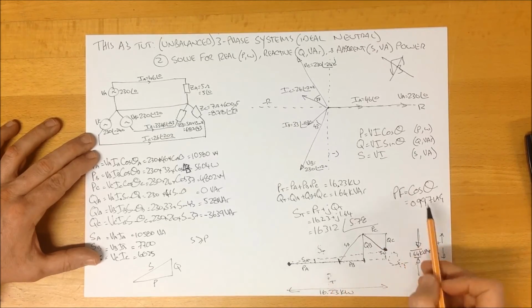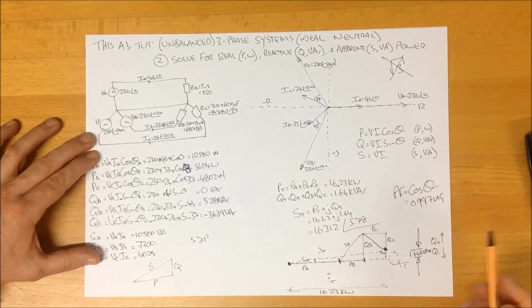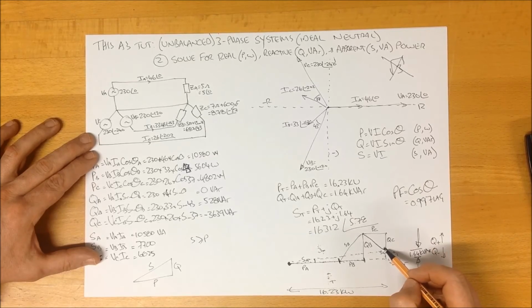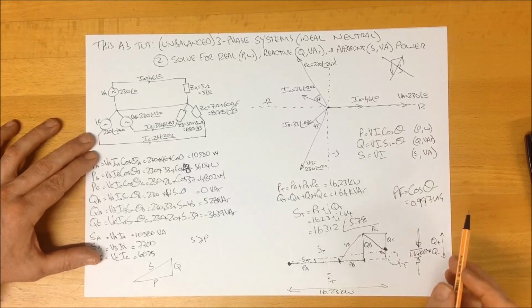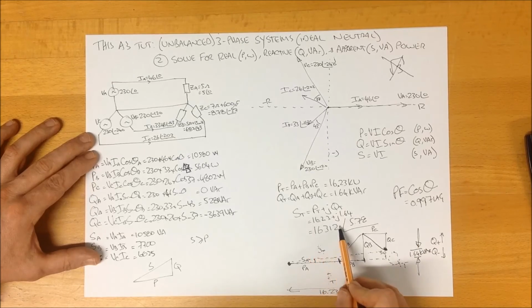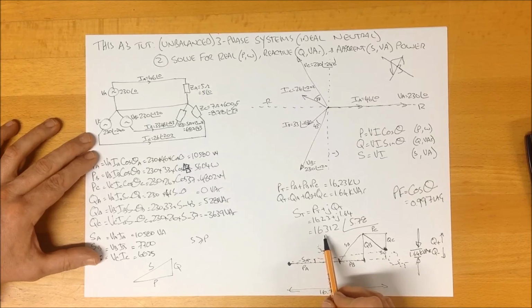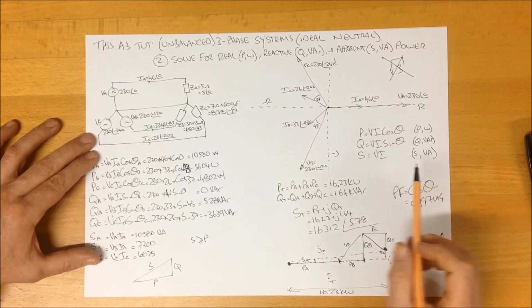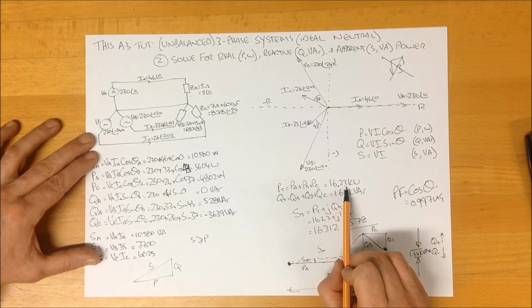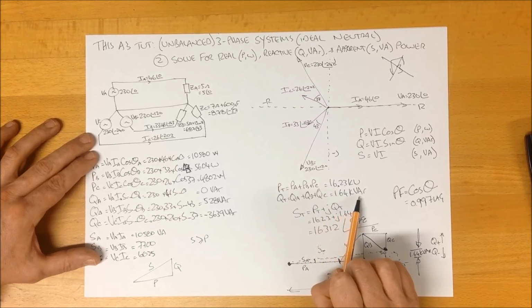Our total system overall would have a lagging power factor of 0.997, which is fairly close to unity, obviously, because we see here that the effect of our capacitance has almost negated our inductance, but not quite at this particular frequency. Here we have our total apparent power overall, 16 kVA. Our total power factor, 0.997. Our total real power, 16.23 kilowatts. And our total reactive power of 1.6 kVAR.